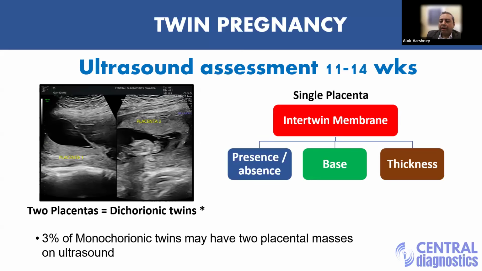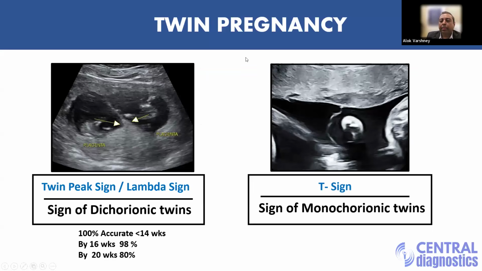So when we have a single placenta, sometimes you can get confused whether it's a monochorionic or dichorionic twin pregnancy. We need to check the intertwin membrane, whether it is present or absent. Look at the base of the intertwin membrane and check the thickness. So the best sign to distinguish between a monochorionic and a dichorionic pregnancy is if you are able to demonstrate twin peak sign or a lambda sign.